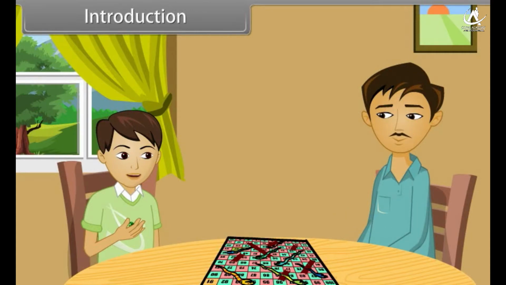How can you be so sure about the result? Can you predict it? No, my son. We can just find the probability of the outcome. Probability is the chance that something will happen. In this lesson, you will learn how to find the probability of random experiments.